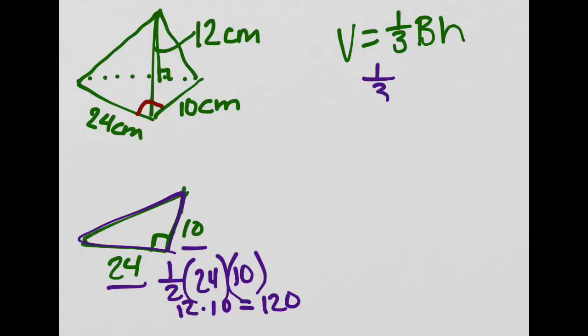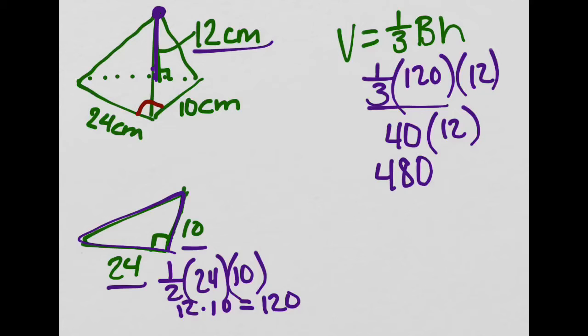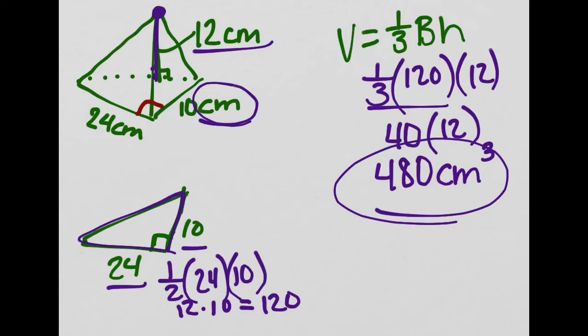So I have 1/3 now. The base area of this, because it is a triangle, is 120. And our height is from the vertex on top to the base that creates a right angle, and that's our 12 centimeters. So I can do this a couple of different ways. I'm going to go ahead and work left to right. 1/3 of 120 is 40. All that means is 120 divided by 3. So 1/3 of 120 is 40 times 12, and I'm going to get 480. Now I look back and my label was centimeters, so it is volume, which means it's going to be centimeters cubed. So there is volume of pyramids.